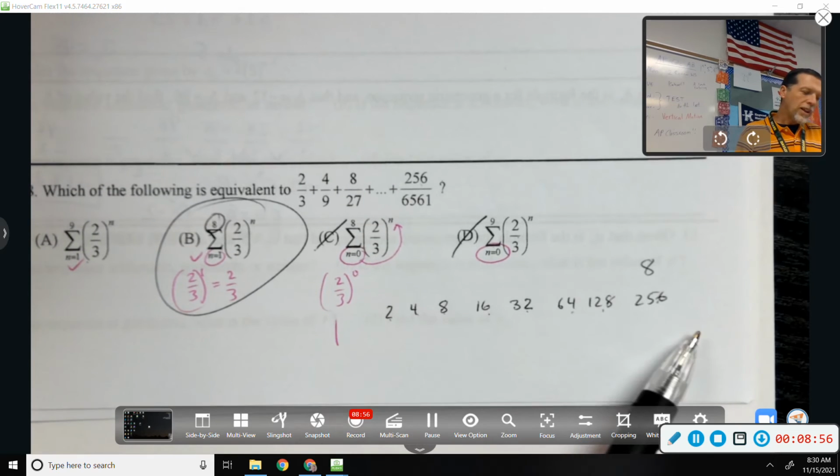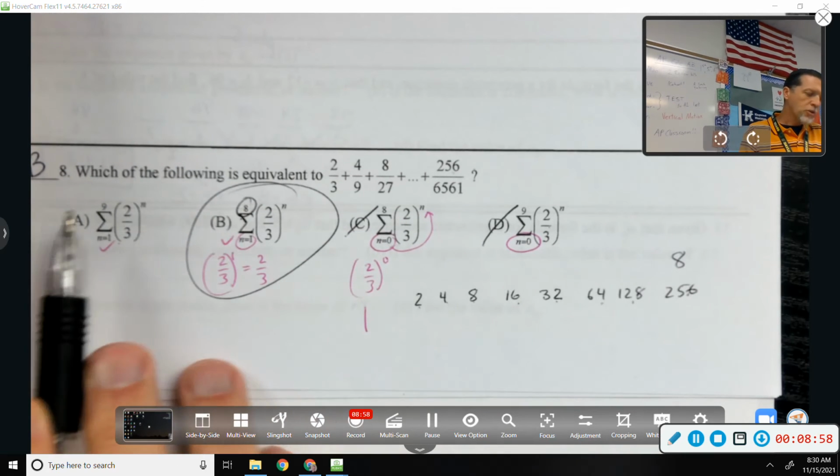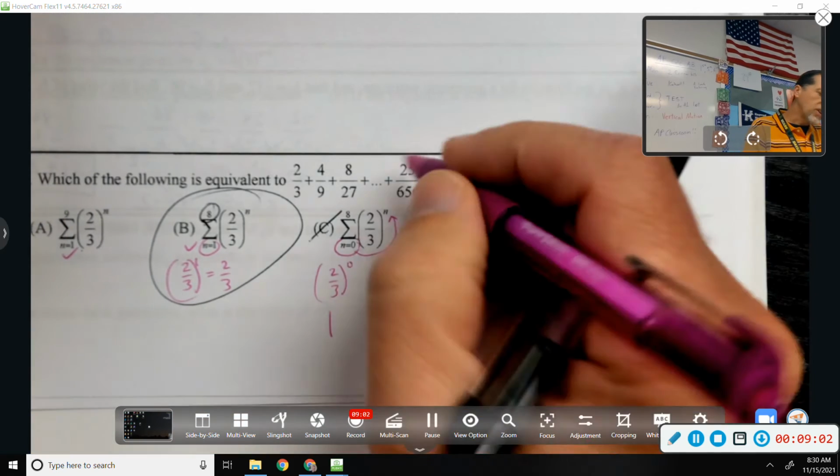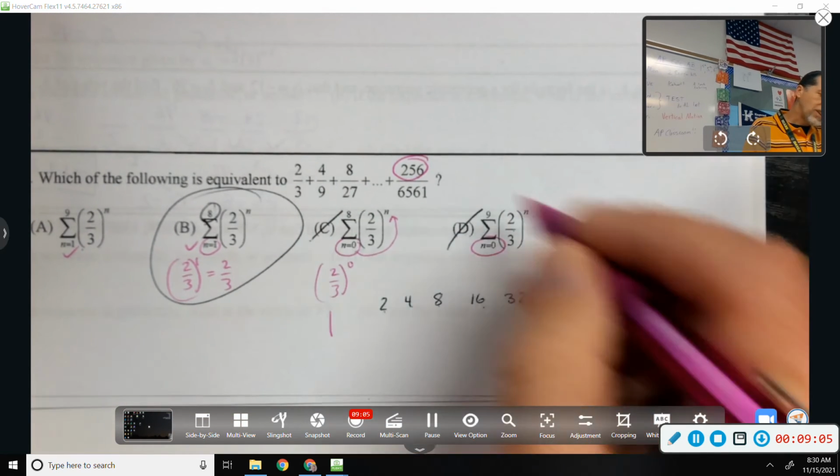So I was writing out the numbers to figure out if it's 8 terms or 9 terms. I wrote out the terms until I got to 256.